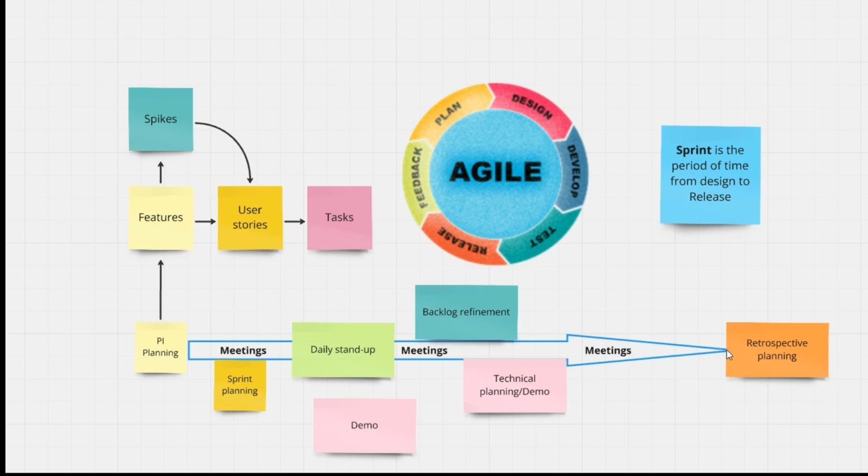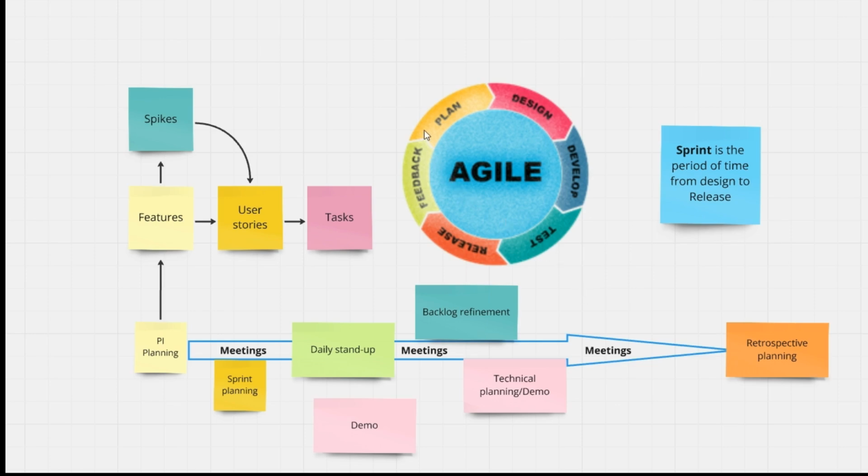And at the end of the sprint, we have the retrospective meeting. We discuss what went well, what didn't go so well, what needs to be improved, and what is achieved from the sprint goal that we discussed during the sprint planning. So we celebrate our success during the retrospective and discuss how to improve in the future.